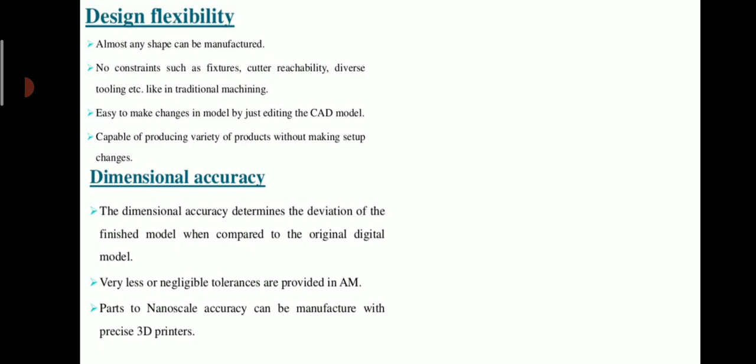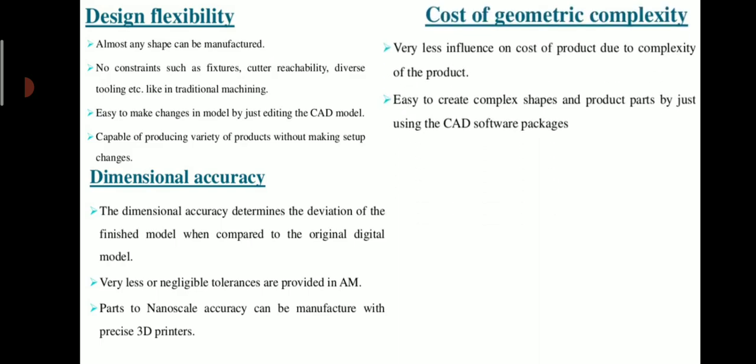The dimensional accuracy determines the deviation of the finished model when compared to the original digital model. Very little or negligible tolerance is produced in additive manufacturing. Parts to nano-scale accuracy can be manufactured with precise 3D printers. Next advantage is cost of geometric complexity. There is very little influence on the cost of the product due to its complexity. It is easy to create complex shapes and product parts by just using CAD software packages.